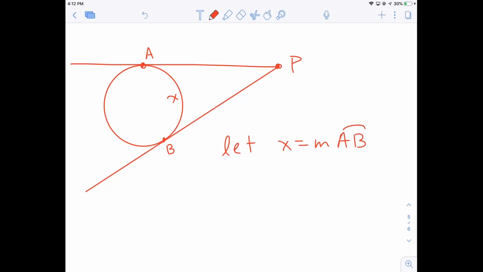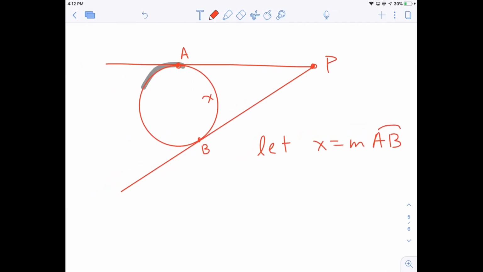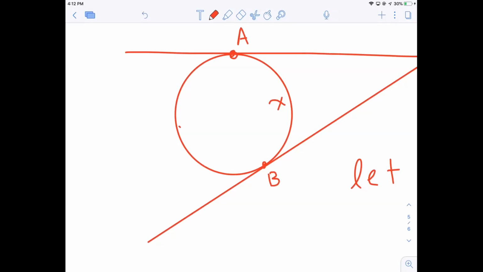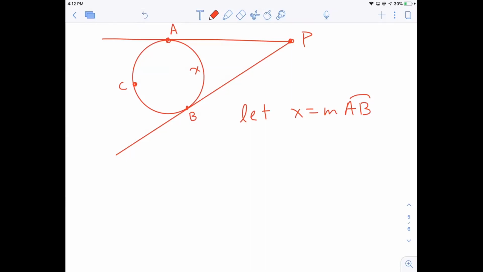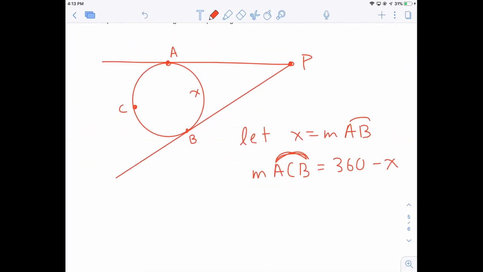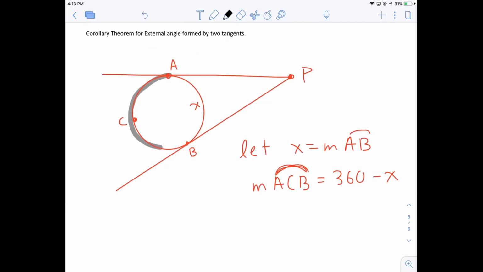Well, if that is the case, what is major arc AB going to equal? So I'm going to add an extra point just so we can name this arc easier. I'm going to add another point, let's call this C. And that's going to be arc ACB. What is that going to equal? All right, very good. So that's going to be 360 minus X, right? Because we know the entire circle has 360 degrees. So if this piece from there to there is X, then this must be 360 minus X for ACB.